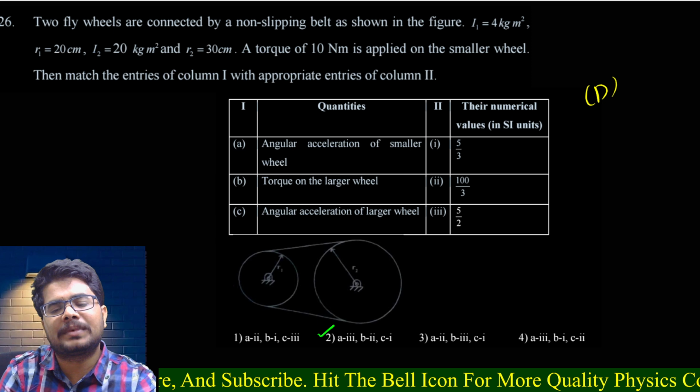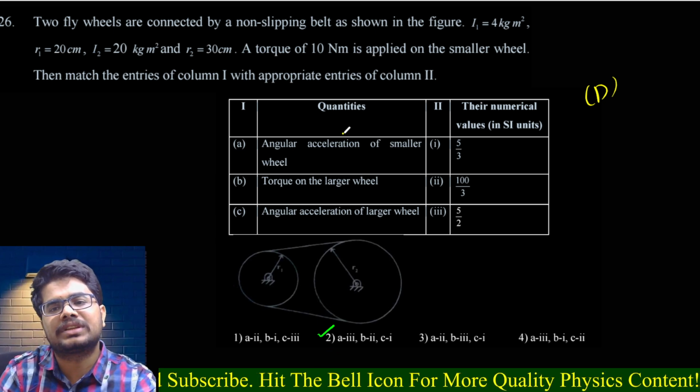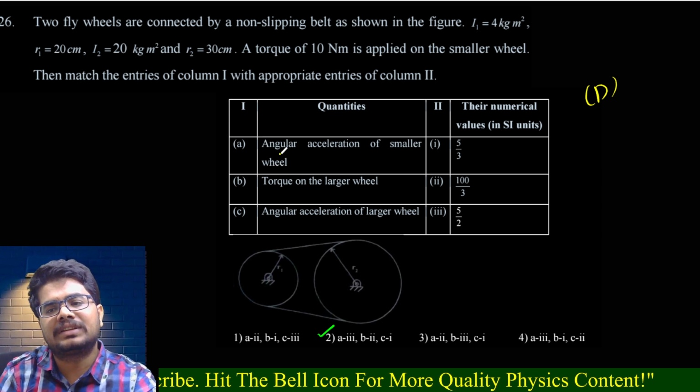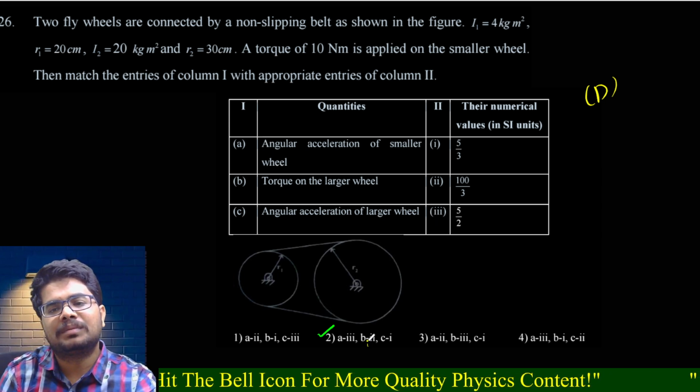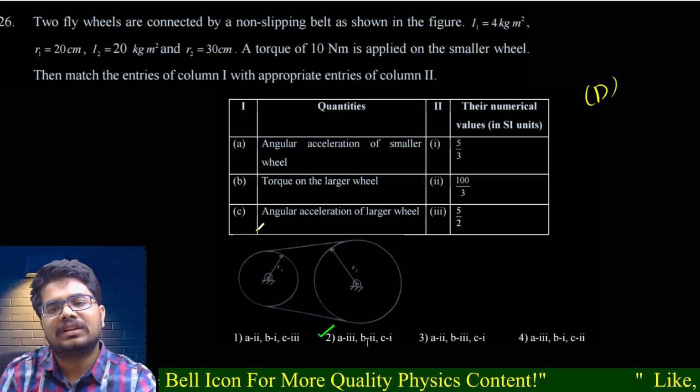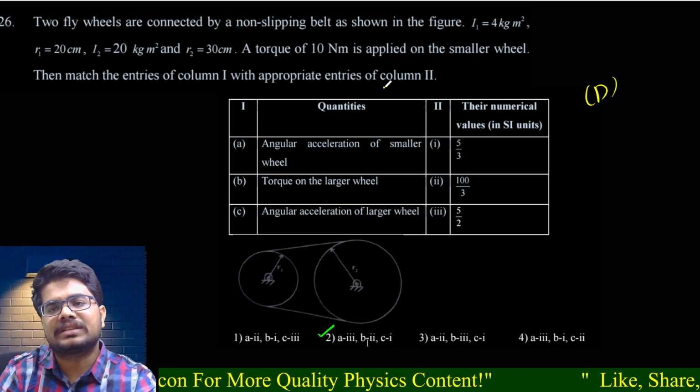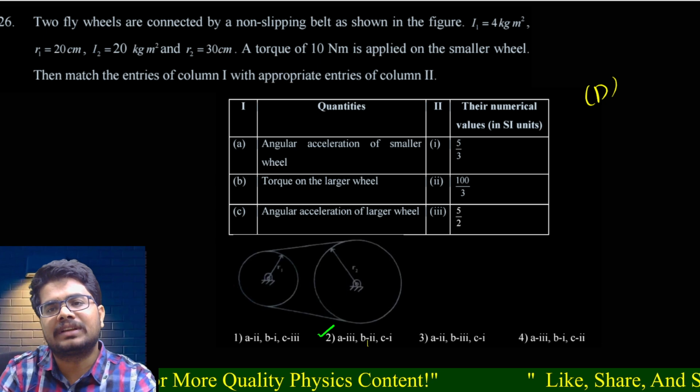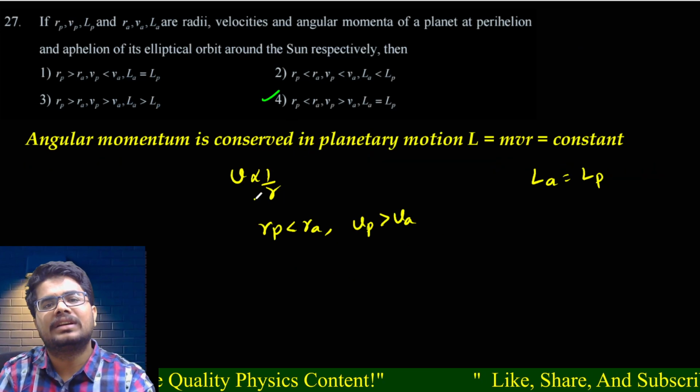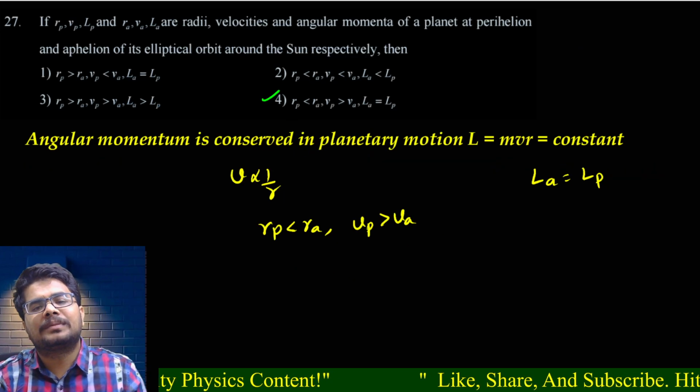Now you check the entities, which of the matching options. Option 2 is matching, you check. Option 2: A with 3 matches, next B with 2 matches, next C with 1 matches. See, I have given a clear explanation here. Please go through that. Fine. Next, angular momentum conservation.